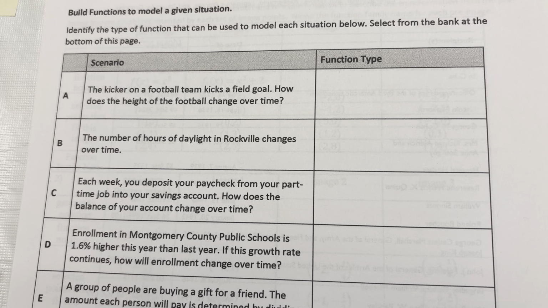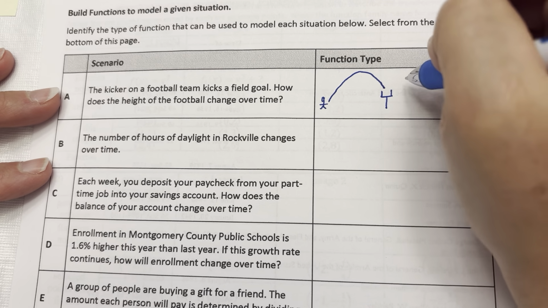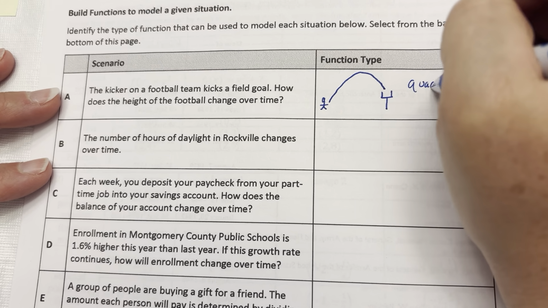Okay, letter A says, the kicker on a football team kicks a field goal. How does the height of the football change over time? So if you can imagine, I have my little person here, and he's going to kick the football, and maybe it goes through the field goal, maybe it doesn't, I don't know. But you can see that here we've got a parabola, so I'm going to say that this is going to model a quadratic function.